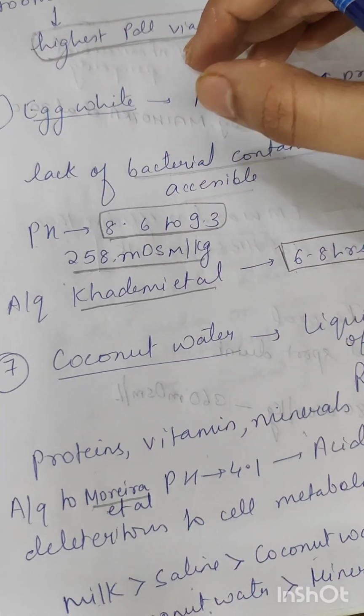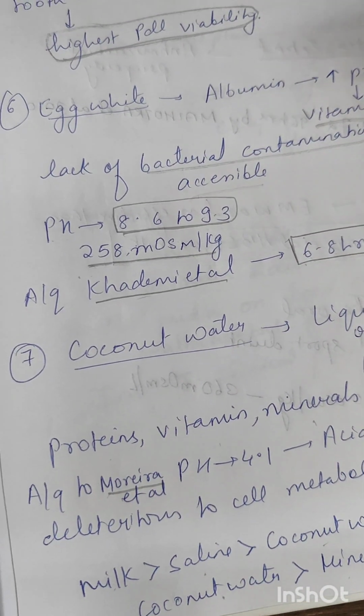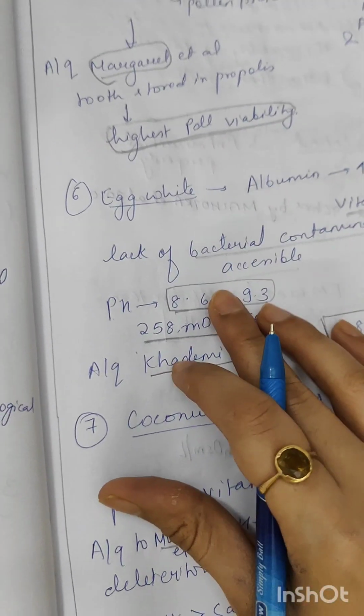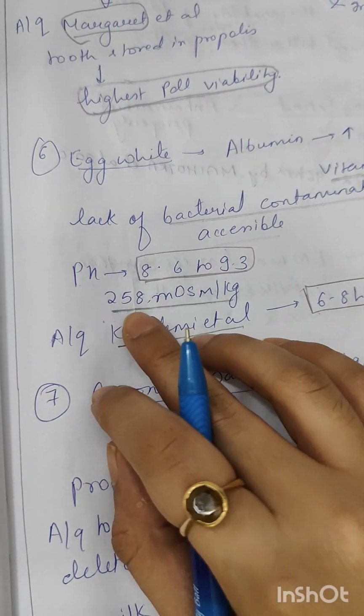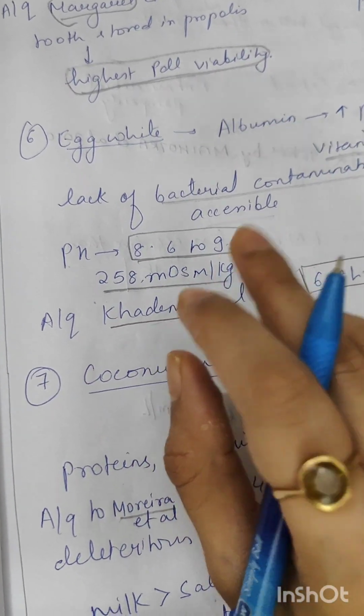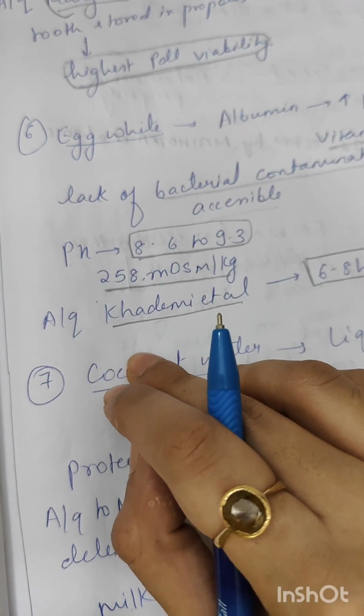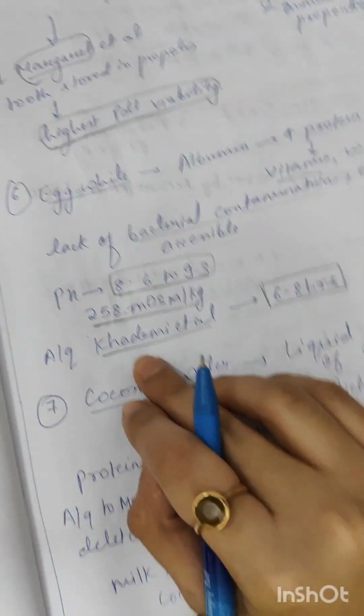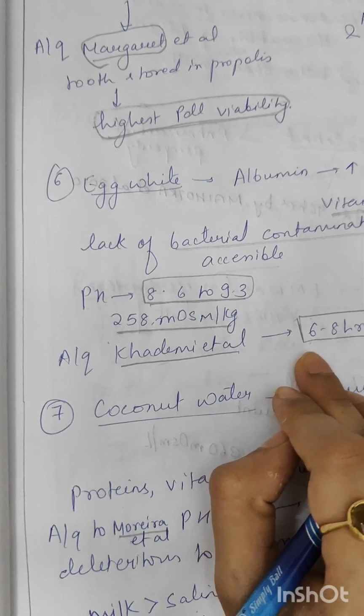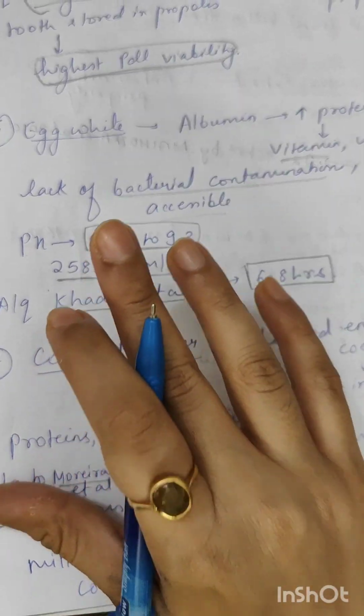Then egg white: easily available, high albumin level, less bacterial contamination. 8.6 to 9.3 pH level, 258 milliosmolarity per kg. According to Khademi et al., up to 6 to 8 hours the tooth can be stored in egg white.